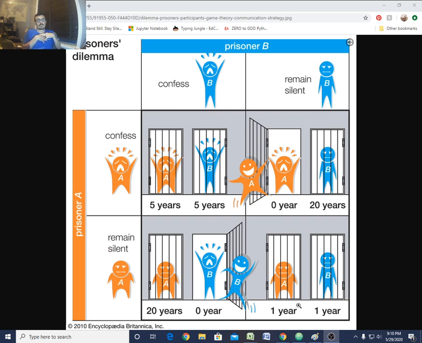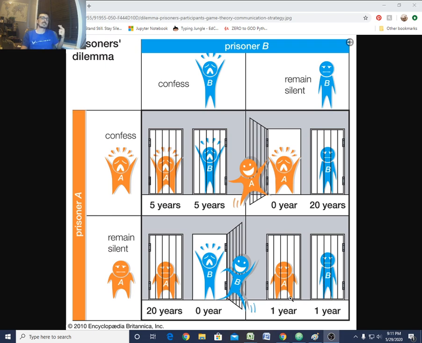So if I'm prisoner A, if I talk and the other guy doesn't talk, I'm out scot-free. But he spends 20 years in prison, right? If neither of us talks, we both remain silent. We each get a year. But if I remain silent and he talks, I get 20 years and he gets out with nothing. If we both talk, then we both get 5 years. What's my best option? I don't know what that guy's going to do, right?